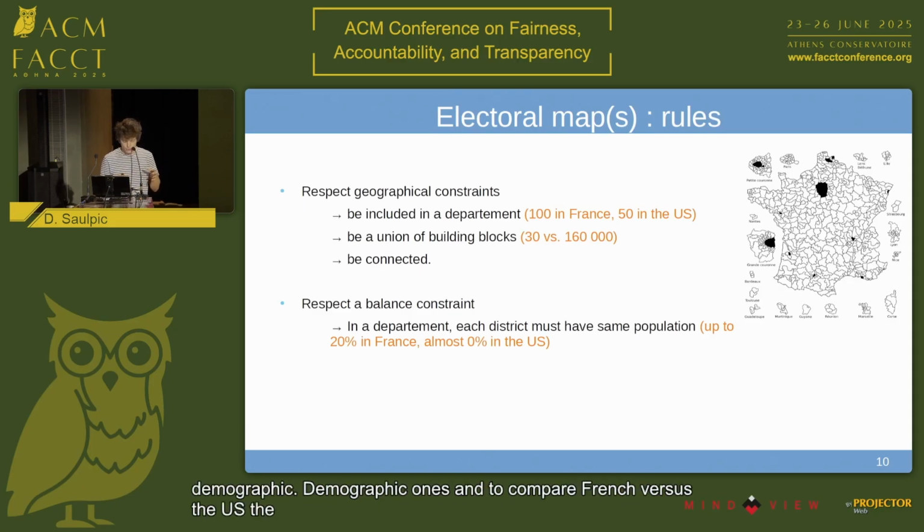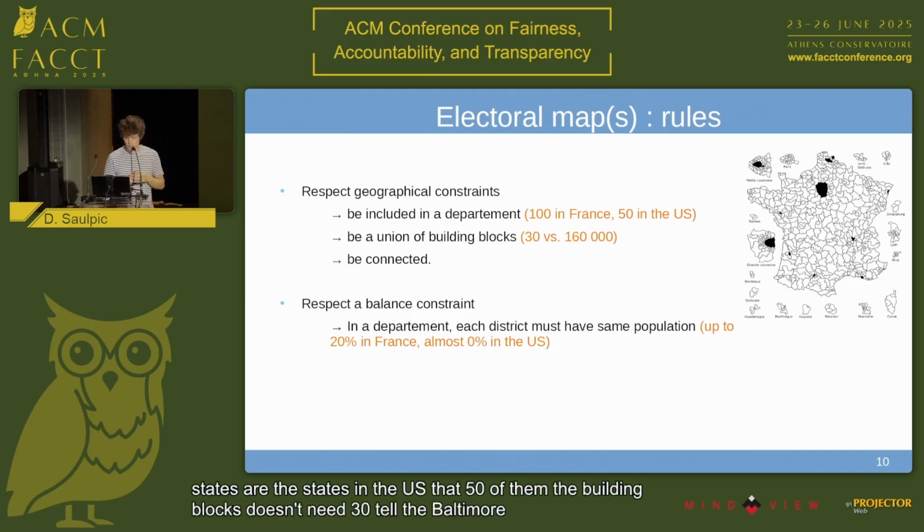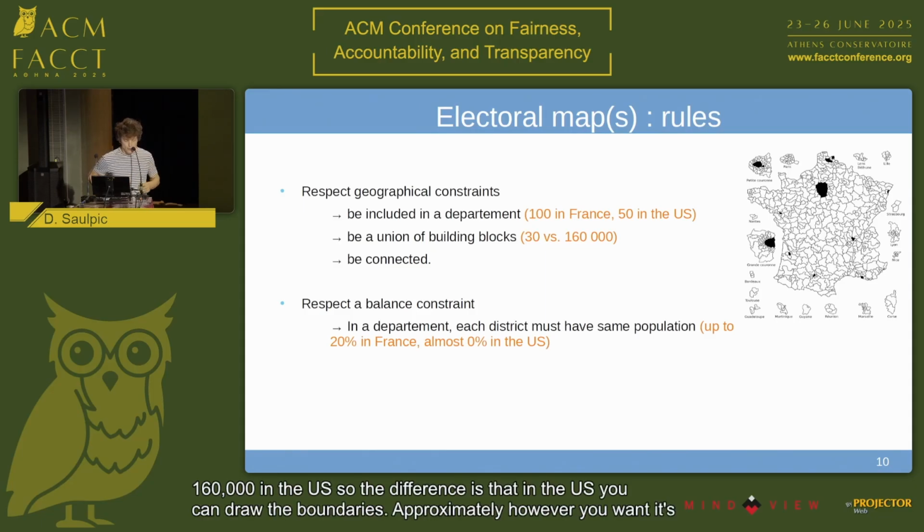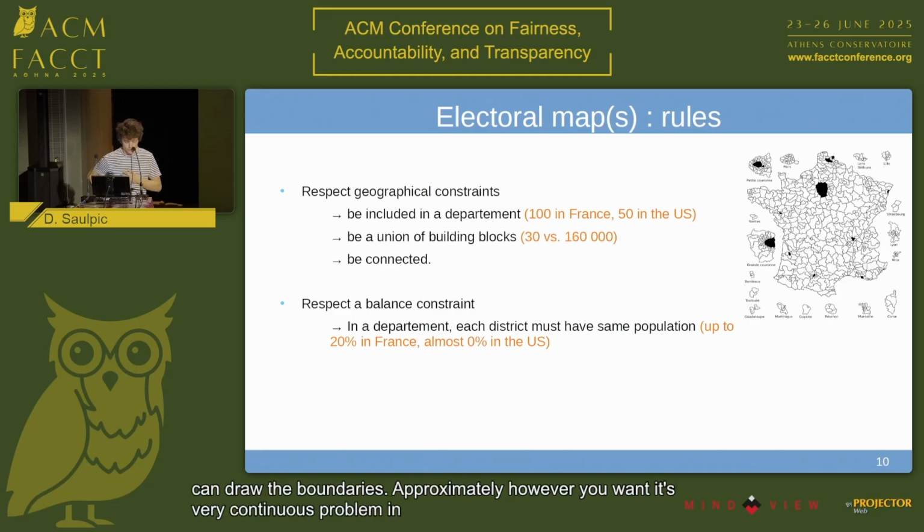To compare France versus the US, there are 100 departments in France, and the equivalent is the states in the US, of which there are 50. The building blocks: there are only 30 per department in France, about 160,000 in the US. So the difference is that in the US, you can draw the boundaries approximately however you want. It's a very continuous problem. In France, it's much more discrete.